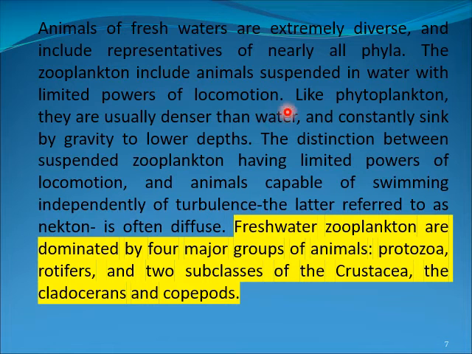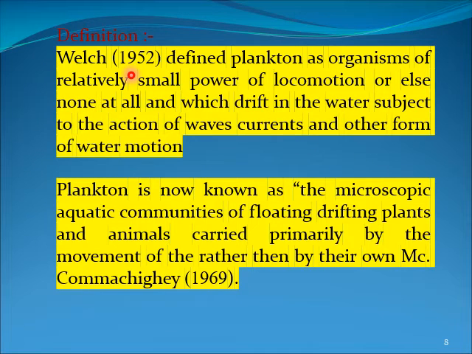Freshwater plankton mainly consists of protozoans and arthropods, with two subclasses of crustacea, the cladocerans and the copepods. Welch in 1952 also gave the definition that they are organisms of small power of locomotion or none at all, which drift with the water current. They have very little, feeble movement and locomotive organs by which they float.